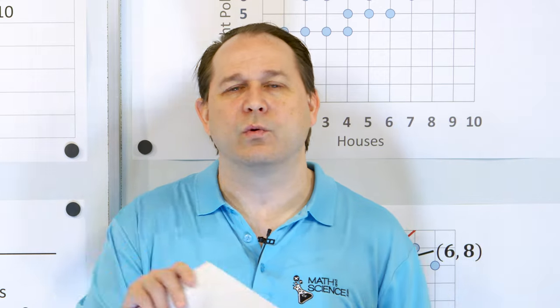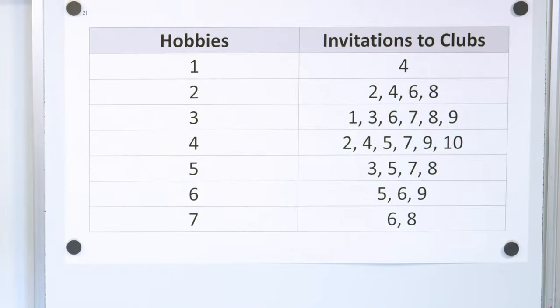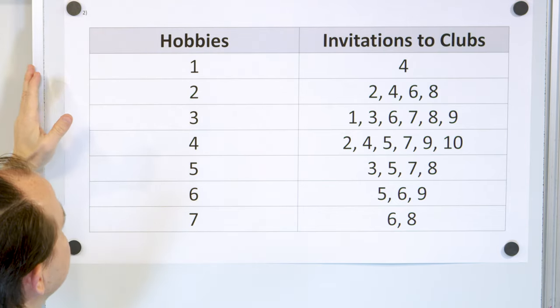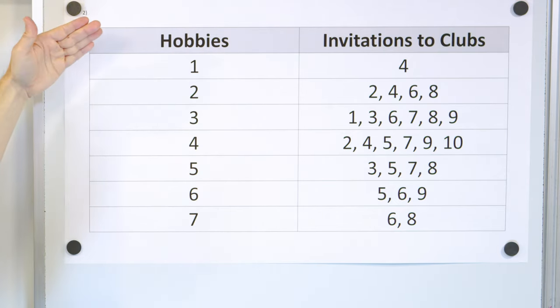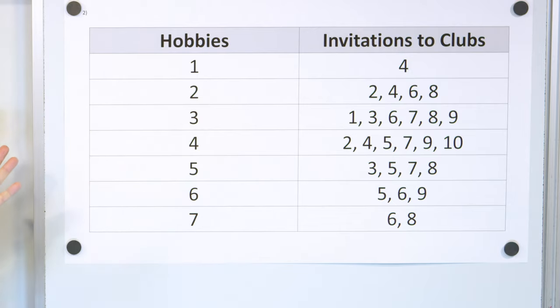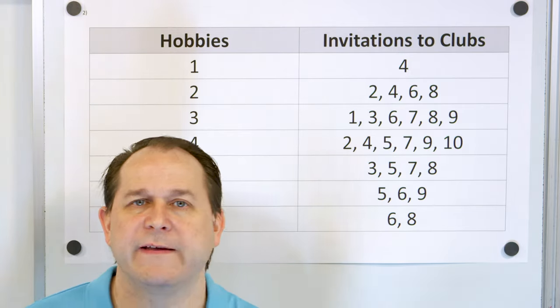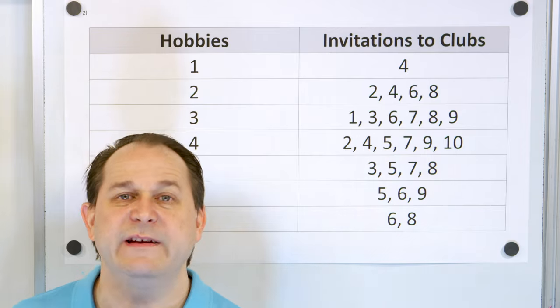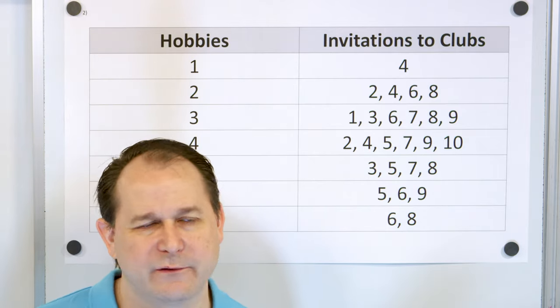Let me take this down. We're going to solve problem number two. All right, here's problem number two. Here we have students at a school. They fill out a survey. And the survey says, how many hobbies do you have? List your hobbies, right? And then based on the survey that they turn in, the students receive invitations to join clubs at the school, right?